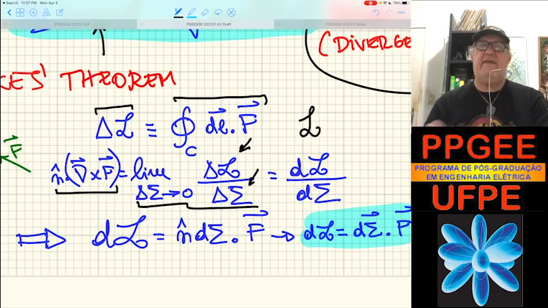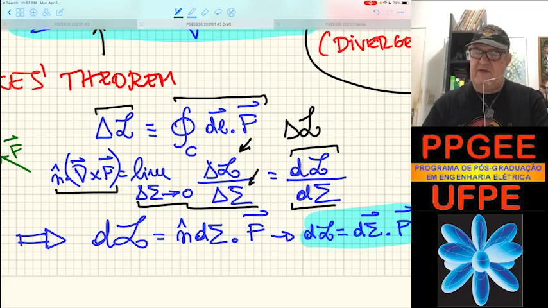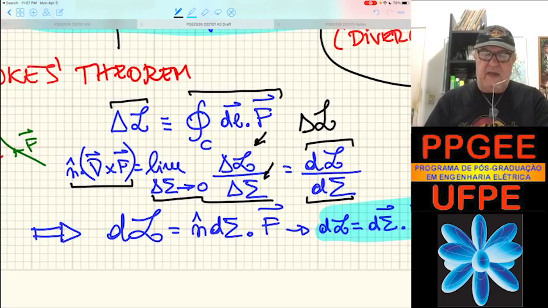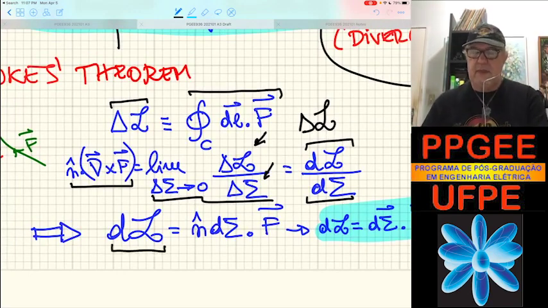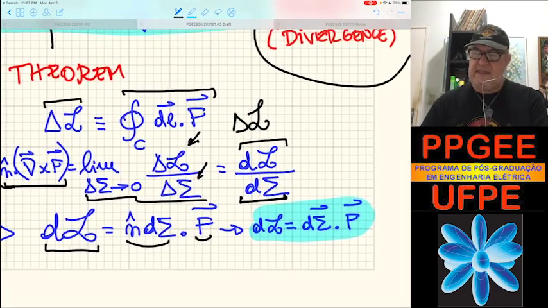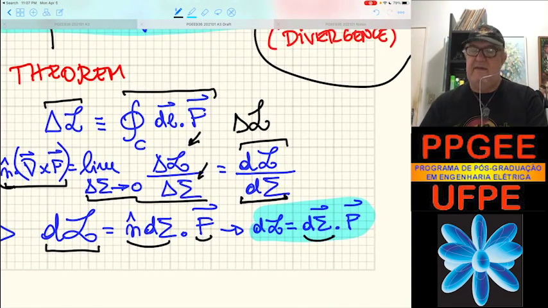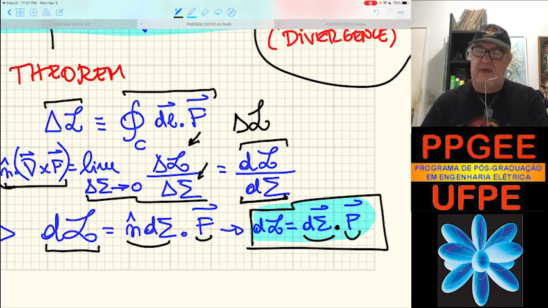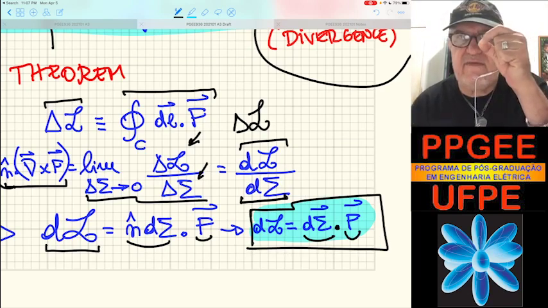This letter L is the microcirculation. I mean, delta L is the microcirculation. As we make a differential area, we're going to have a differential of the circulation per unit area. And this way, you can calculate the microcirculation by doing delta sigma times n dot product with F. So that's the differential area times dot product with F. So that's a recipe to calculate microcirculation. You calculate at the center of the elements.